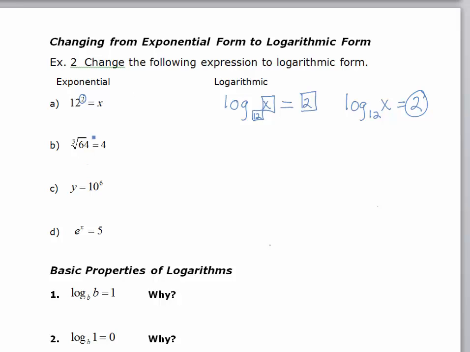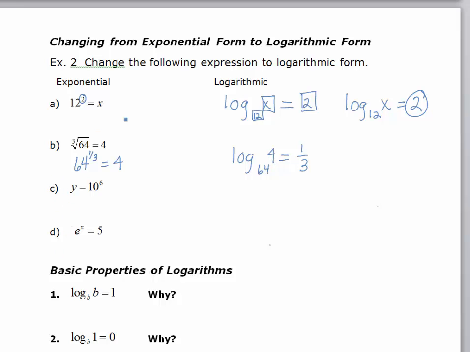Before we convert the next one, we should rewrite it in exponential form. So instead of saying the cube root of 64, we should write 64 to the 1/3 equals 4. So I write the log, the base is 64, the exponent is 1/3, and the argument is 4. 64 to the 1/3 is equal to 4.